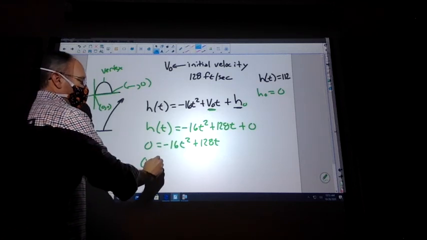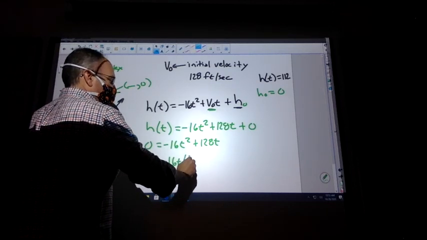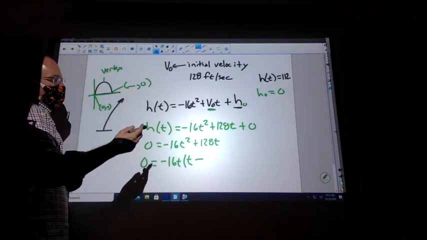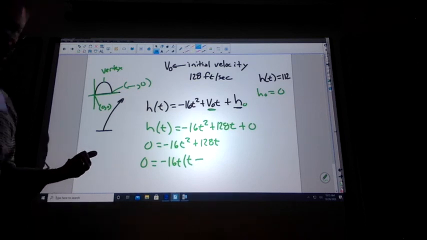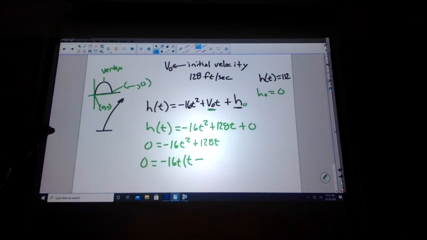You can factor out a negative 16t. That gives you t minus, 16 goes into 128. I don't know how many times. 16, 32, 48, 64. How many times does 16 go into 128? I can't do it in my head. 128 divided by 16, somebody. 7? Okay.